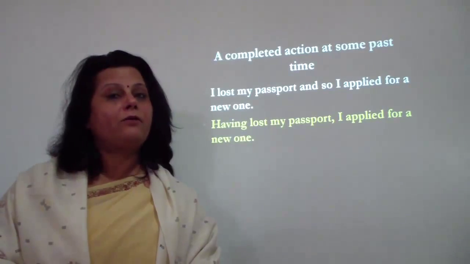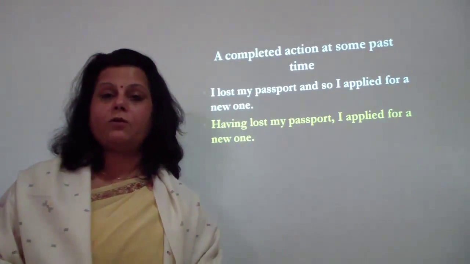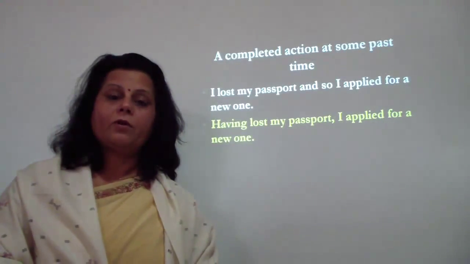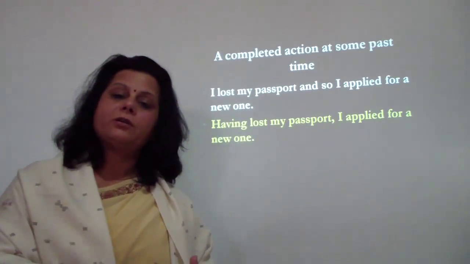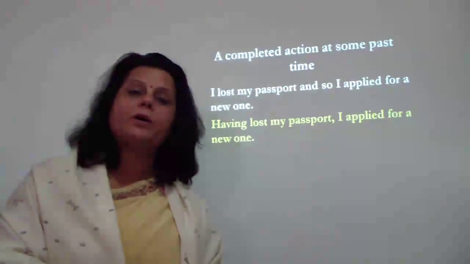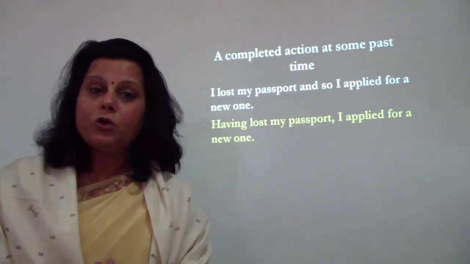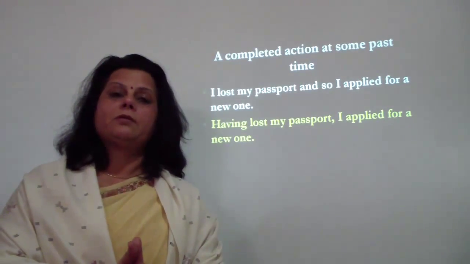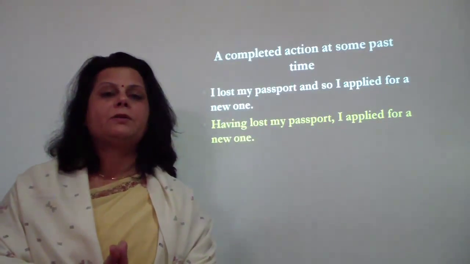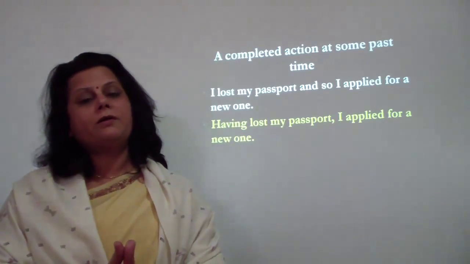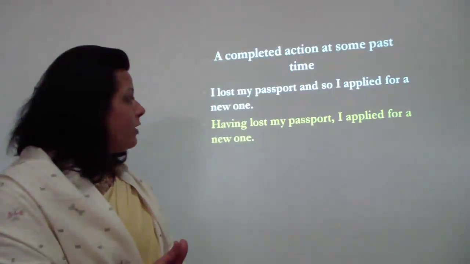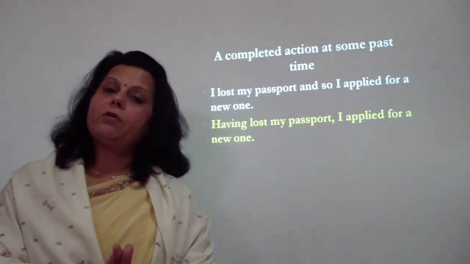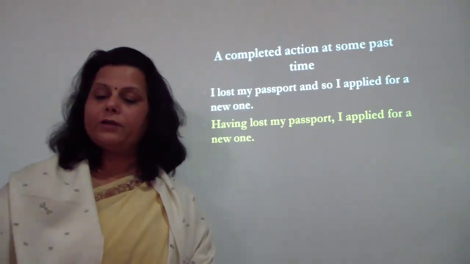So when we have that kind of sentences, that I have explained or I have done this or I did that, so one action, and we are talking about a completed action in the past. So how to put that? Using participles. So we have something called perfect participles. So having lost my passport, I applied for a new one. This is the way we have these sentences.